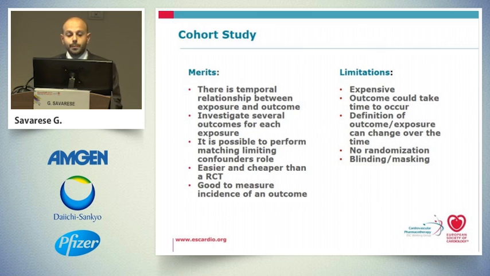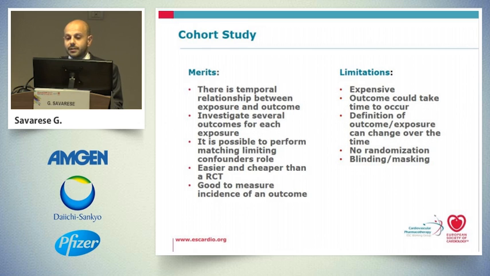It is possible to perform matching, limiting confounders' role. We will see this tomorrow. There are several ways we can use to limit the effect of confounders in this type of study, and for example, propensity score is one of these. They are easier and cheaper than a randomized clinical trial, and they are good to measure incidence of an outcome.